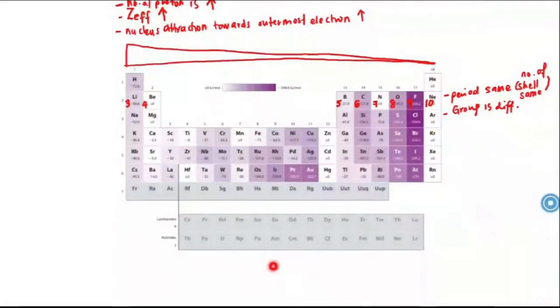Okay. How about down a group? What do you see here for the elements down a group? Looking down a group from hydrogen until francium, what do you see? The group is the same but the period is different, which means the number of shells is different.